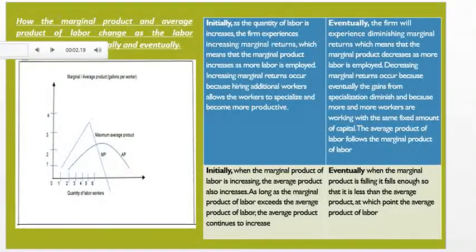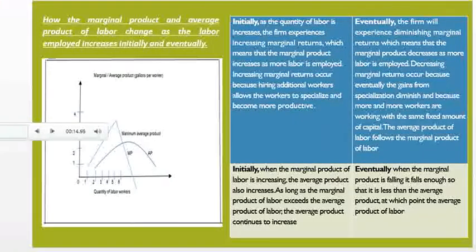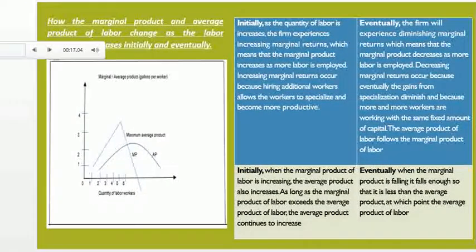So now I'm going to explain how the marginal product and average product of labor change as the labor employed increases initially and eventually. Initially, as the quantity of labor increases, the firm experiences increasing marginal returns, which means that the marginal product increases as more labor is employed. Increasing marginal returns occur because hiring additional workers allows the workers to specialize and become more productive.